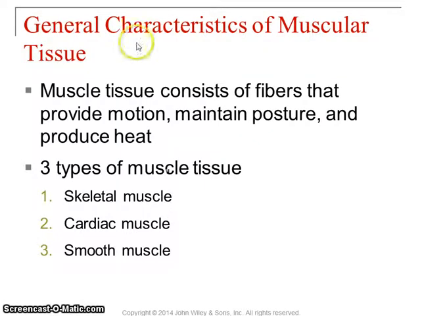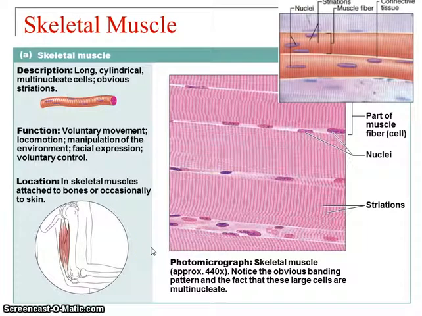So general characteristics, they consist of fibers, these contractile proteins that contract, shorten, cause movement. They help us maintain our posture, move, and produce heat. The three types are skeletal muscle, cardiac muscle, and smooth muscle. So skeletal muscle is the type of muscle that you think about when you think about muscle. It's the muscle that's connected to bones.